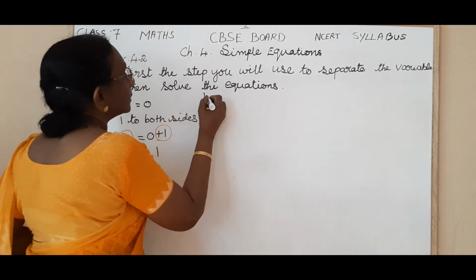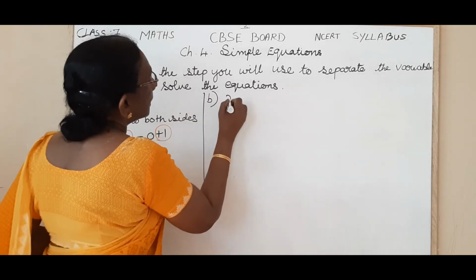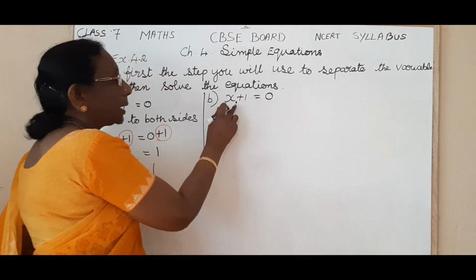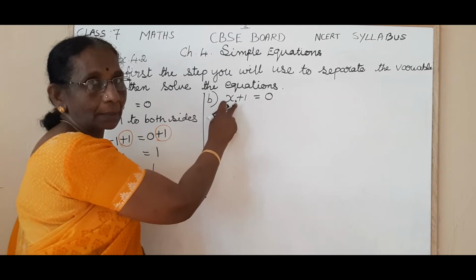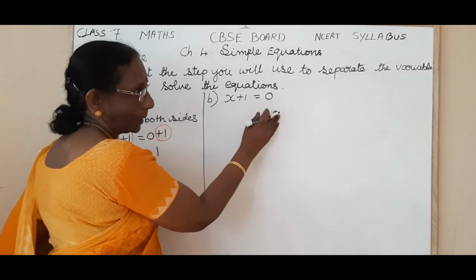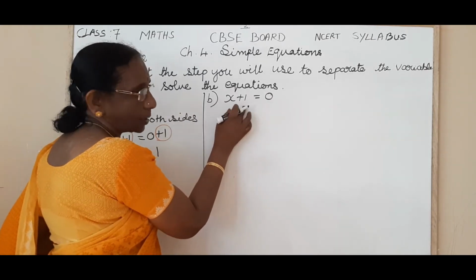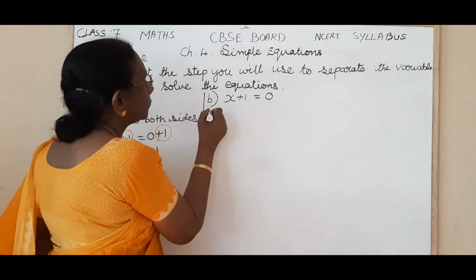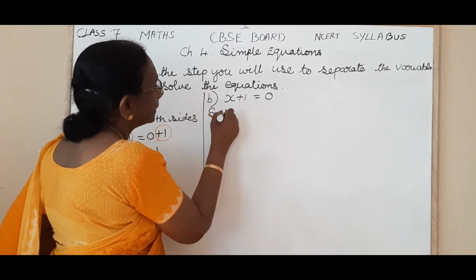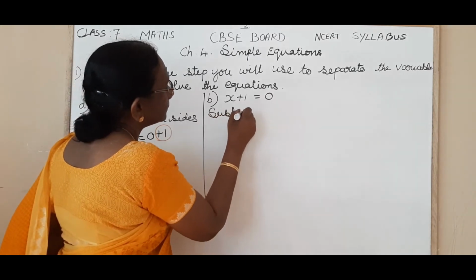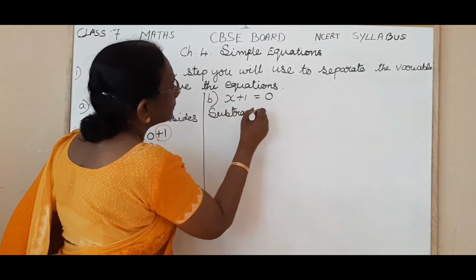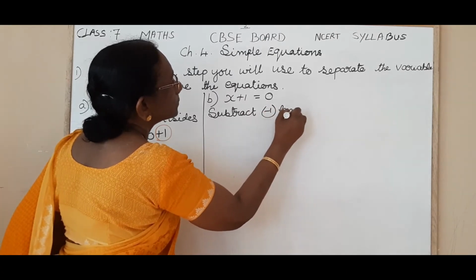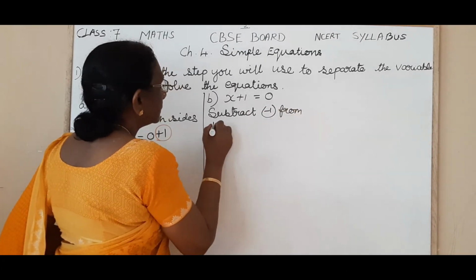X plus 1 is equal to 0. So here what should we do? We have to eliminate this 1 from the left hand side and right hand side. Here it is addition. So what should you do? You have to subtract. So first step is what? Subtract minus 1 from both sides.